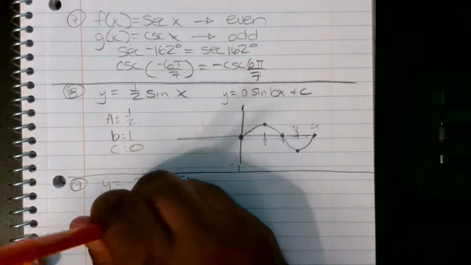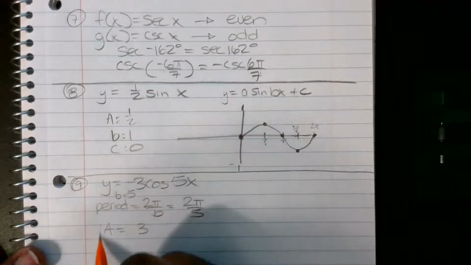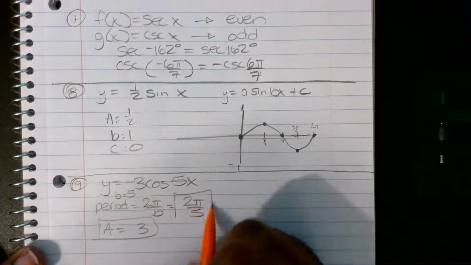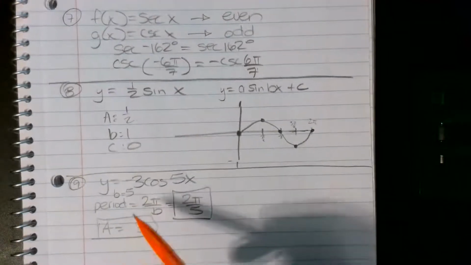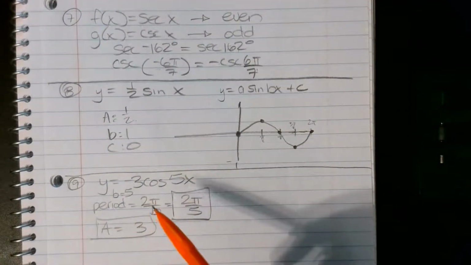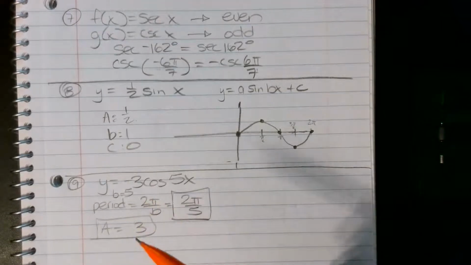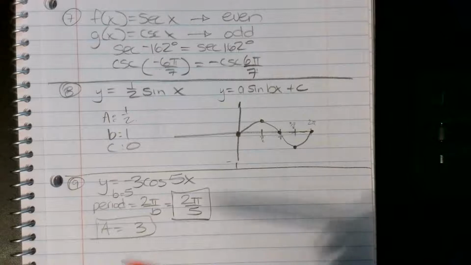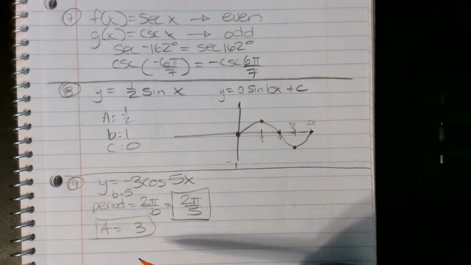Well, actually, the amplitude is 3. We generally don't put the negative in there because the negative just tells us that we're flipping it, that we're doing a reflection across the x-axis. But it just kind of depends on how it's being taught to you.